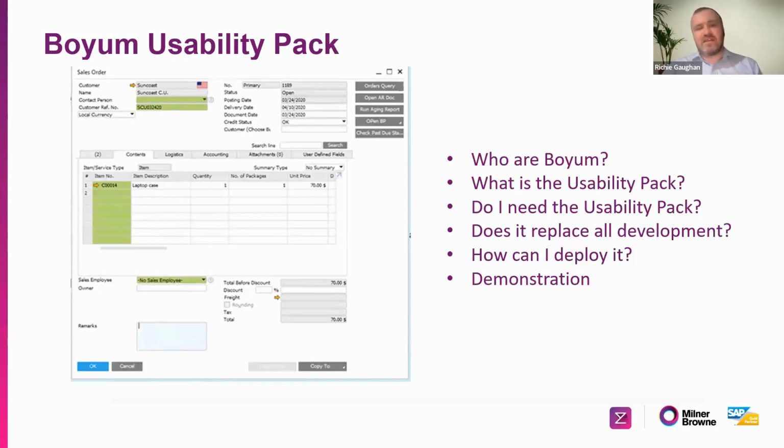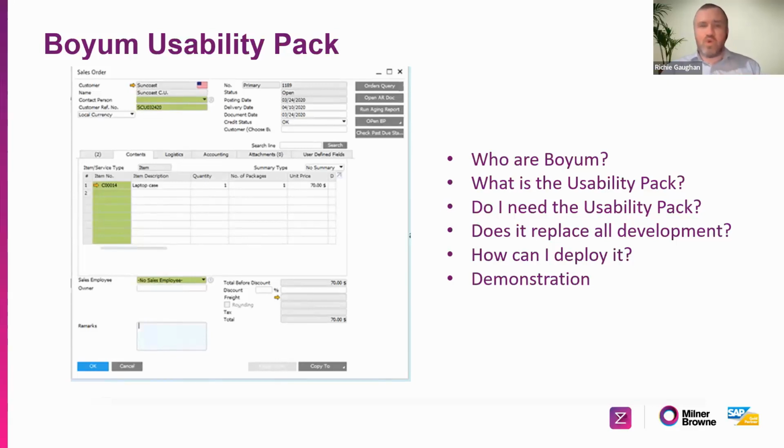It doesn't necessarily replace everything that we can do with development. The software development kit for SAP is quite flexible, but it's not always the case that you should jump into development when a tool like the Boyum usability pack might be able to meet your particular needs. It's quite easy to deploy and quite affordable as well. You can start off with a minimum of 5 users for a certain price, which you can discuss with your account manager, and then you can add users to the system as well.